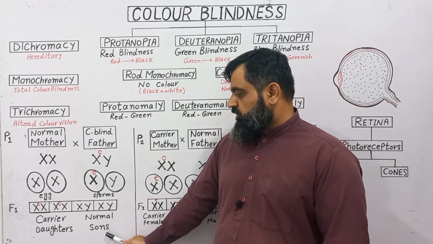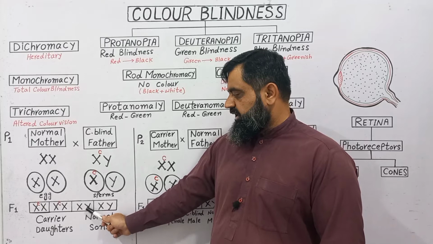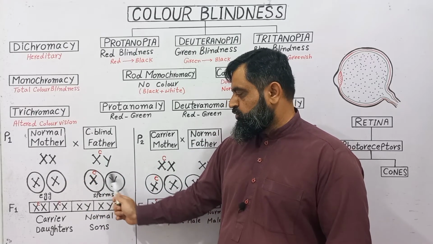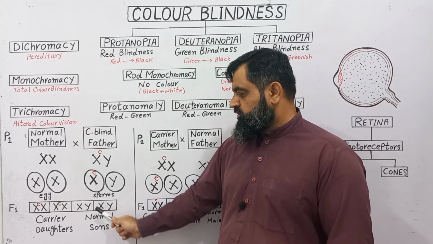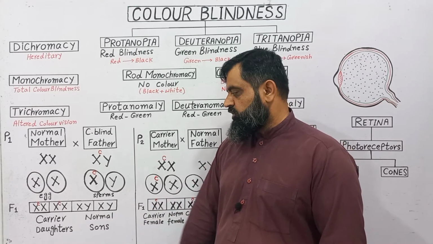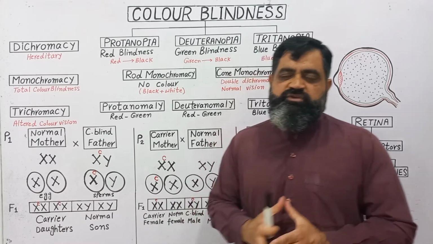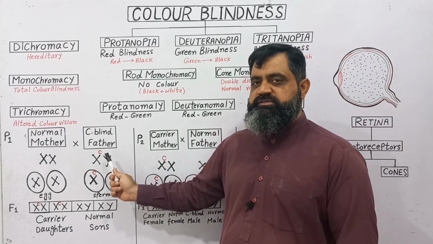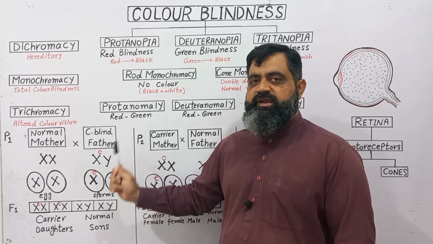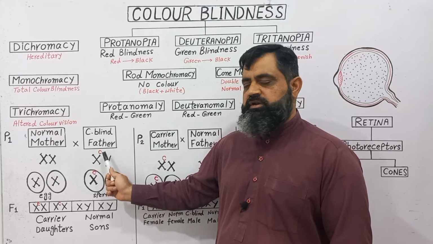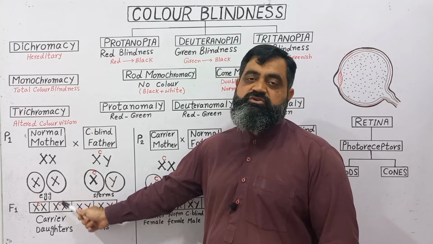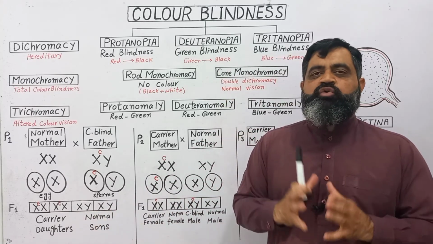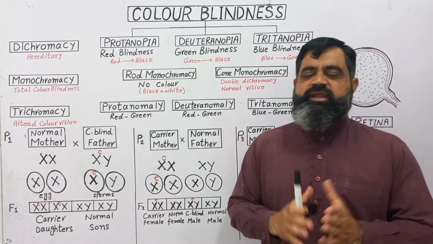While the sons are normal, because a son inherits an X chromosome from the mother and a Y chromosome from the father. So both of the chromosomes are normal. In this case, both of the sons are normal. So in this way, the father, who is colorblind, has transferred his gene for colorblindness to his daughters, not to his sons. Now I am going to move on to the next cross.